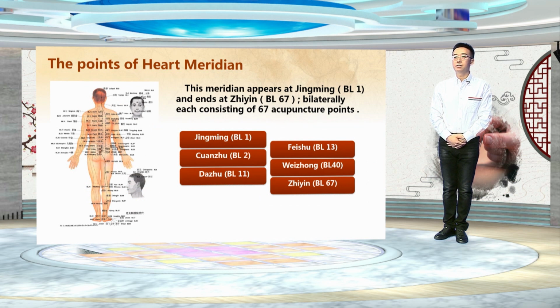The first 2 aspects of the bladder meridian of foot Taiyang have been studied. Now, let's learn the third aspect, the points of the bladder meridian. This meridian begins at Jingming and ends at Zhiyin. Bilaterally, it consists of 67 acupuncture points. Among these, we are going to learn 6 commonly used acupoints.